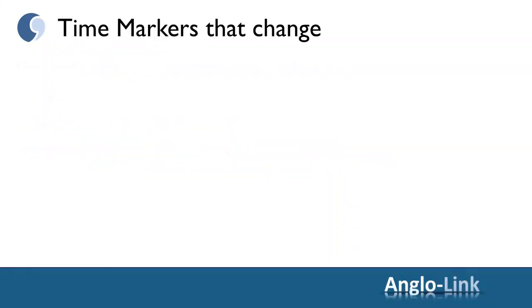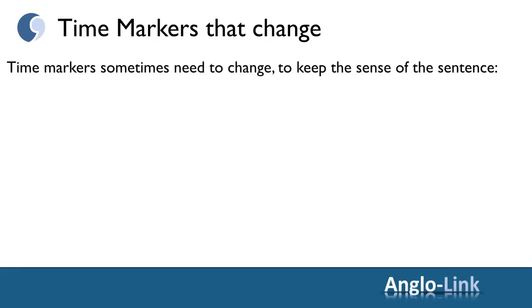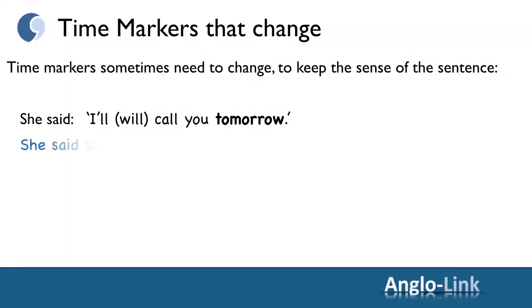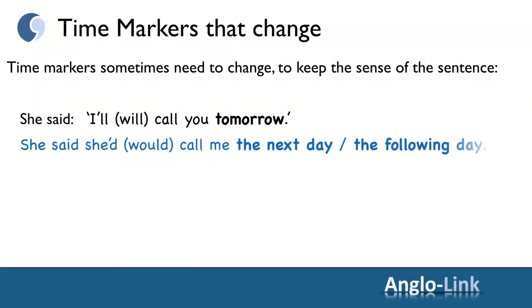Now, let's look at the changes we make to time markers. Time markers sometimes need to change to keep the sense of the sentence. For example, if the original sentence is, I'll call you tomorrow, in indirect speech, you need to change that to the next day or the following day. She said she'd call me the next day, or she said she'd call me the following day.